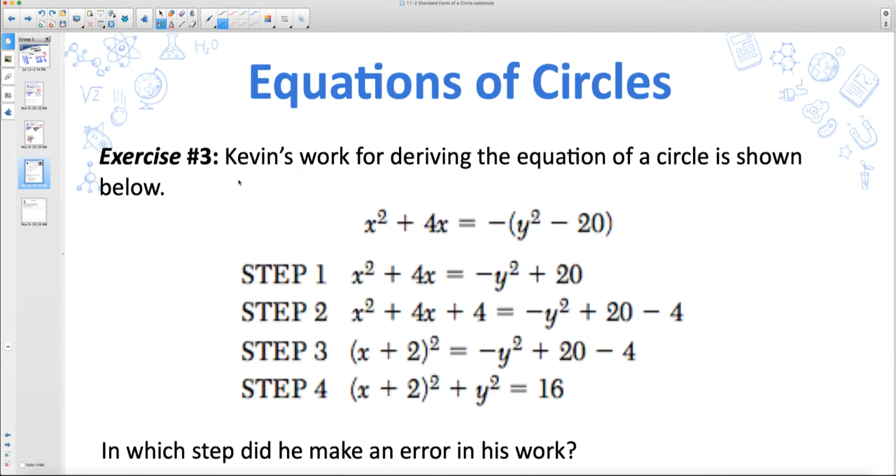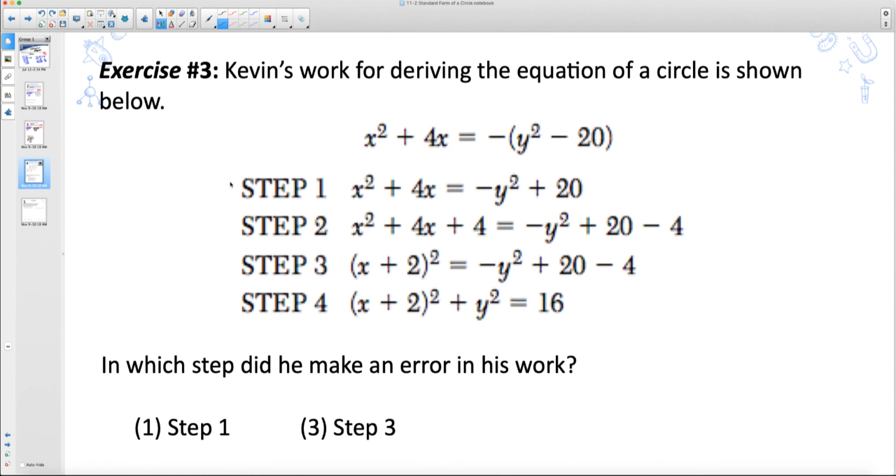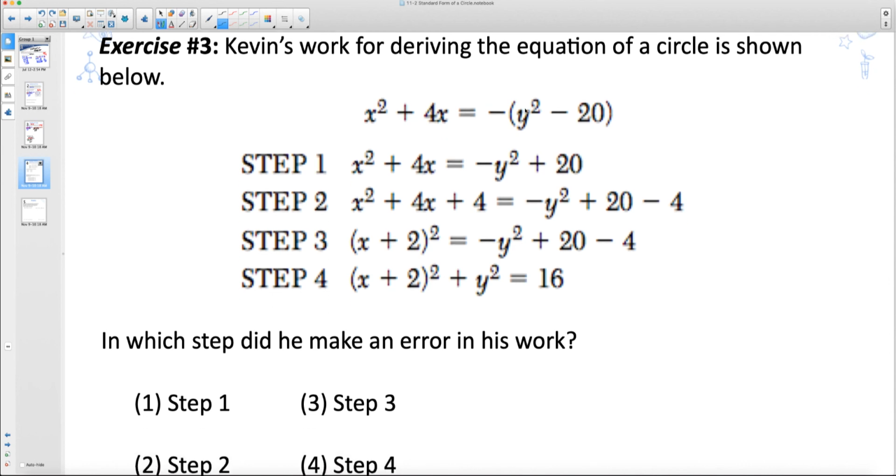We'll take a look at 2 Regents questions. So this was a multiple choice. They have Kevin's work for deriving the equation of a circle shown below. In which step did he make an error? So we just have to follow what he did through. It looks like in his first step he distributed the negative 1. That looks good, so step 1 looks fine.